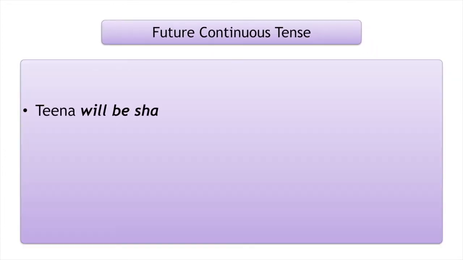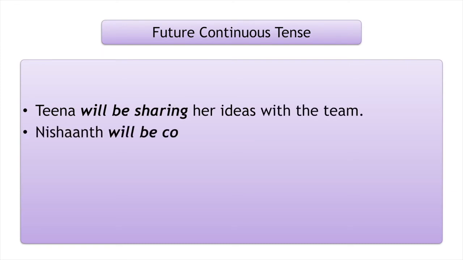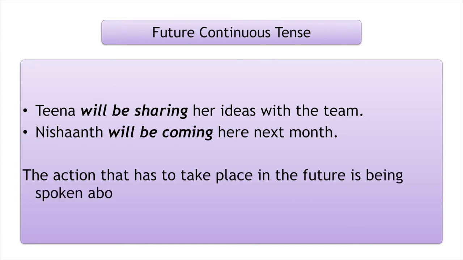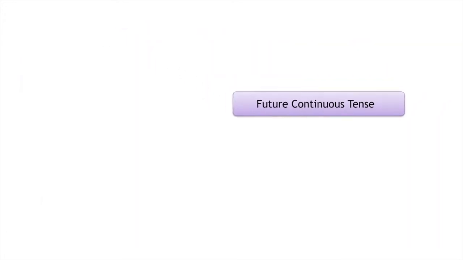Tina will be sharing her ideas with the team. Nishant will be coming here next month. In these sentences, the actions sharing and coming are going to happen in the future. The action that has to take place in the future is being spoken about in progression, and for this we need to add be to will.